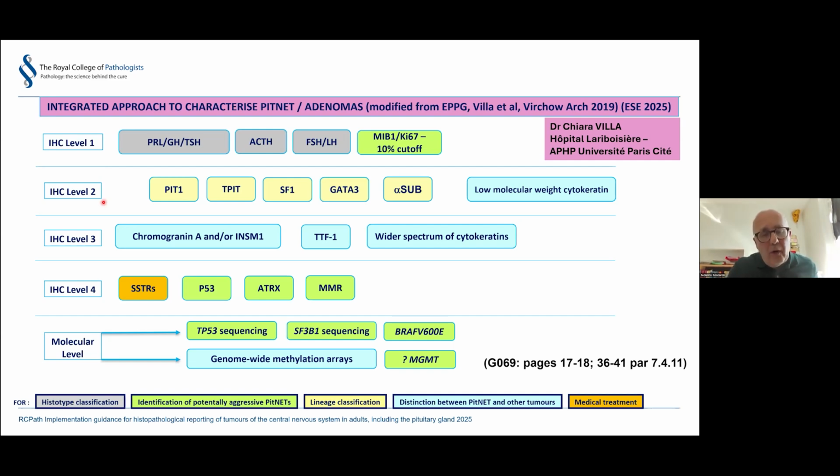One of the key points of the data set is the concept of null cell adenoma or PIT-NET versus immunonegative. So we suggest not using the terminology of null cell. When all the immunostains are negative, the first question is whether it is a neuroendocrine tumor. So we suggest doing chromogranin, synaptophysin, INSM1.